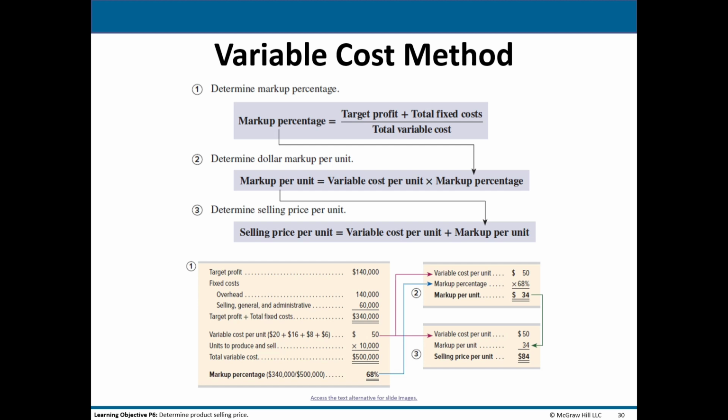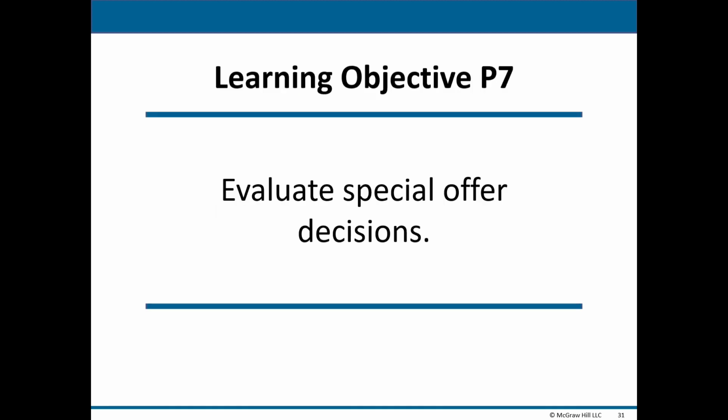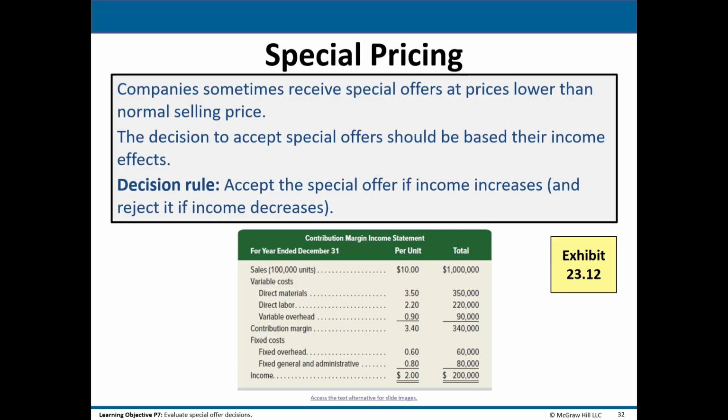Let's look at special offer decisions now. Sometimes companies will receive special offers at prices lower than their normal selling prices. We evaluate these special offers by computing their income effects. Remember, it all comes back to how does it affect income.